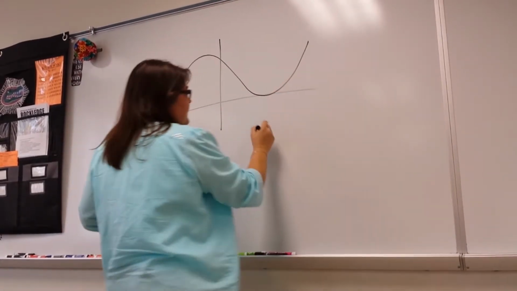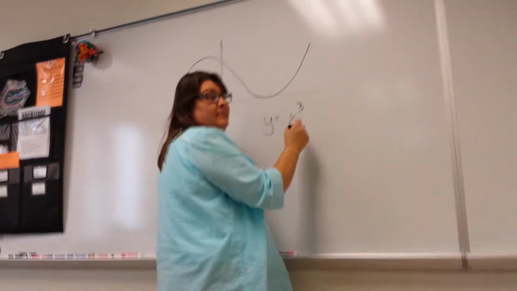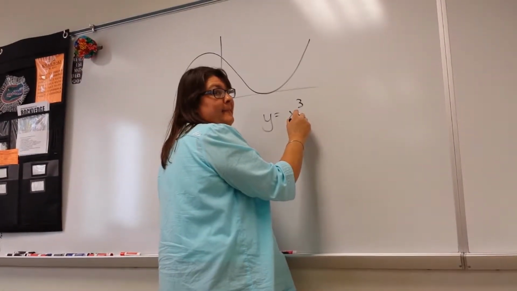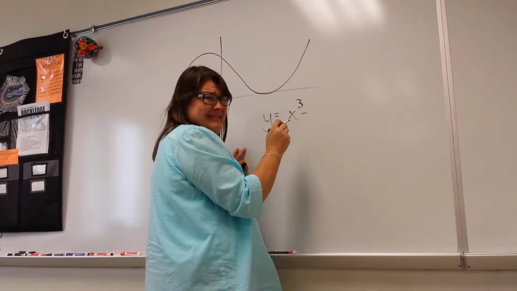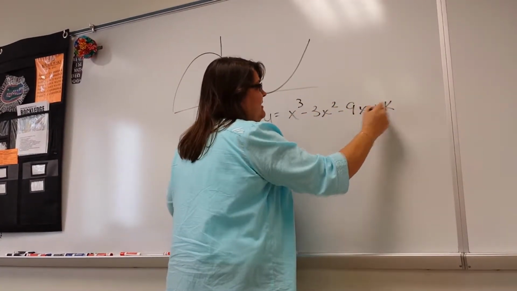Looks like that. Y is x cubed minus 3x squared minus 9x plus K. Got it. Okay, so.